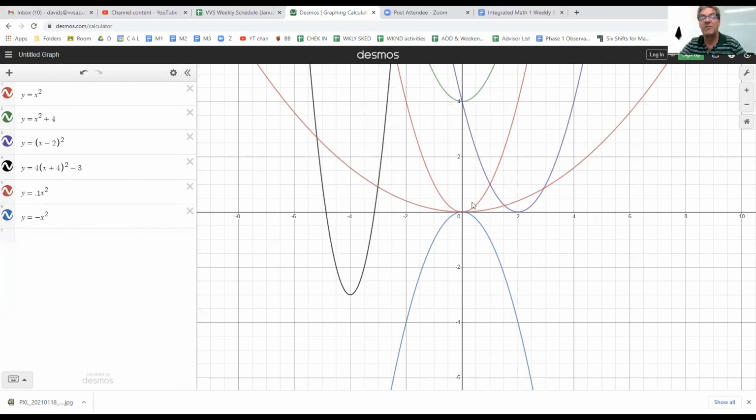Here's y equals x squared. This guy here, here's y equals negative x squared. And just to note, when I type in negative x squared, the squared happens first. Then the answer is negative. It's not negative x in parentheses squared. It's square the x and then make it negative.